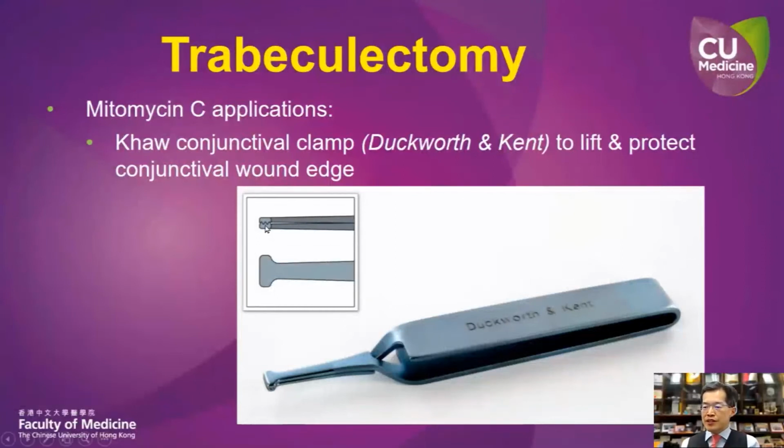And secondly, you can see these serrated edges, which allow you to hold the conjunctival wound edge very tightly. Also, when you're not pressing on this instrument, it is actually closed by a spring mechanism. Okay, so once you have secured it over the conjunctival wound edge, you do not need to apply any force, and you can just hold the conjunctiva up with this clamp very safely, without tearing, without distorting the wound edge, and you can also protect the wound edge from exposure to mitomycin.